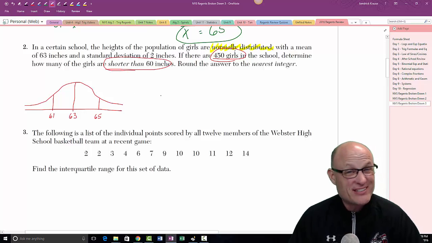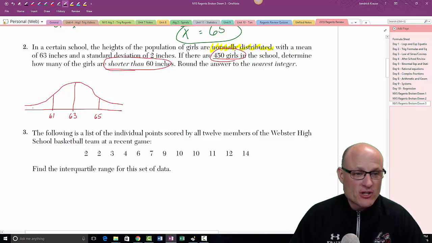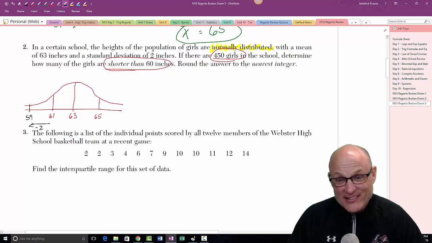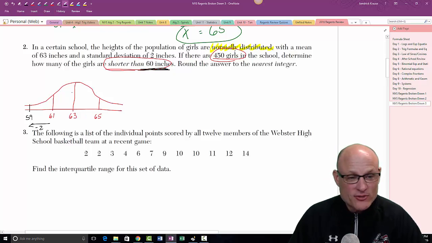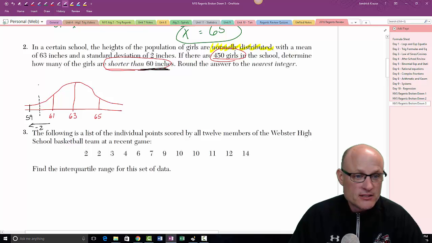Well, I don't have 60 inches on my graph yet. I need to get that. So that's the next piece of information I want to get. So if I go down one more standard deviation, which is down another 2, I'm at 59. But that's not got a 60 on it. I need 60 on my graph. So 60, if you'll notice, is right here in the middle. So I am talking about all the girls shorter than 60. That's all of these girls down here shorter than 60.